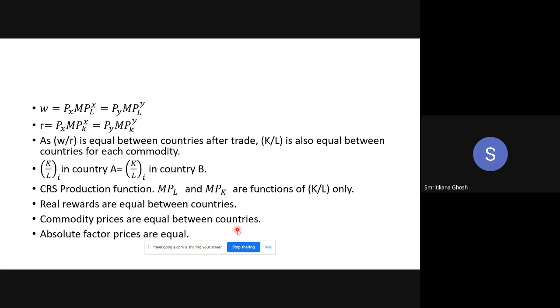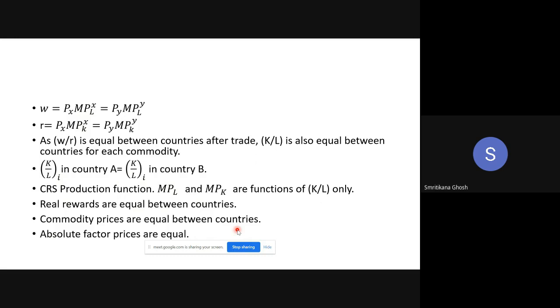So real reward means what? W by P. If P's are equal, then W's are also equal. Look, W by P is equal for both the countries. P's are equal, then W's are also equal. So absolute factor prices are also equal. This is the beauty of the theory. There is no movement of factors between the countries. Factors cannot move between the countries. They have to be within their own country.